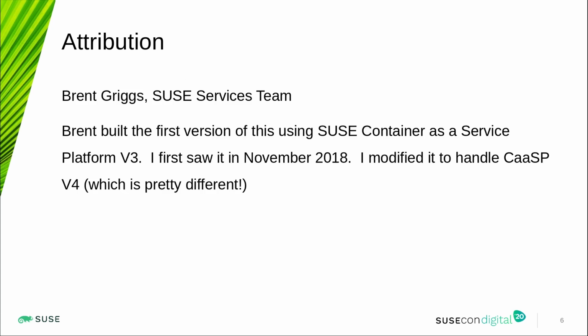I do want to give some attribution here, though. Brent Griggs from the SUSE Services team built the first version of this, and I've picked it up and run with it. I saw it demoed in November 2018, and he had done this for CaaS version 3. I've since taken the reins of this, or maybe I should say I forked it, to deal with CaaS version 4, which was pretty different in the way that it installed. And that's the point where I really started adding the automation to the process.